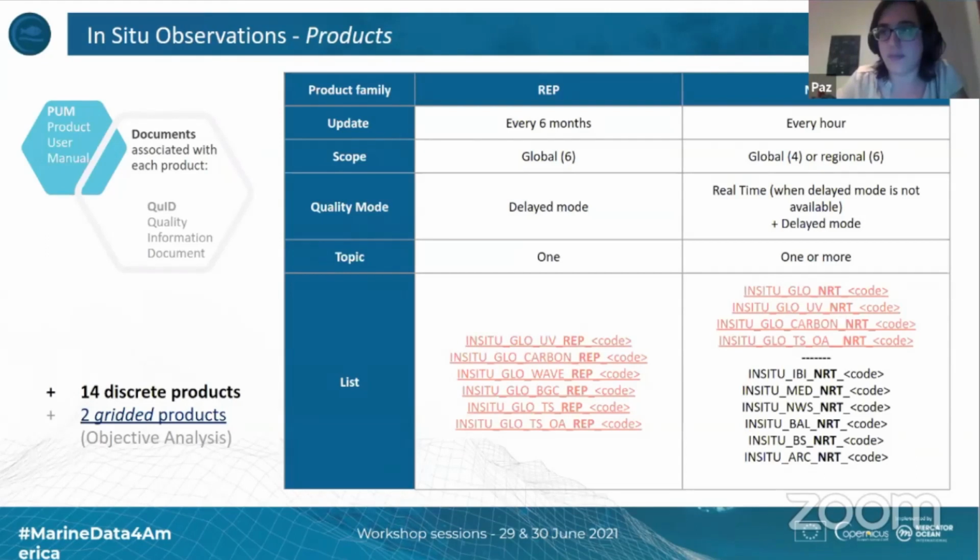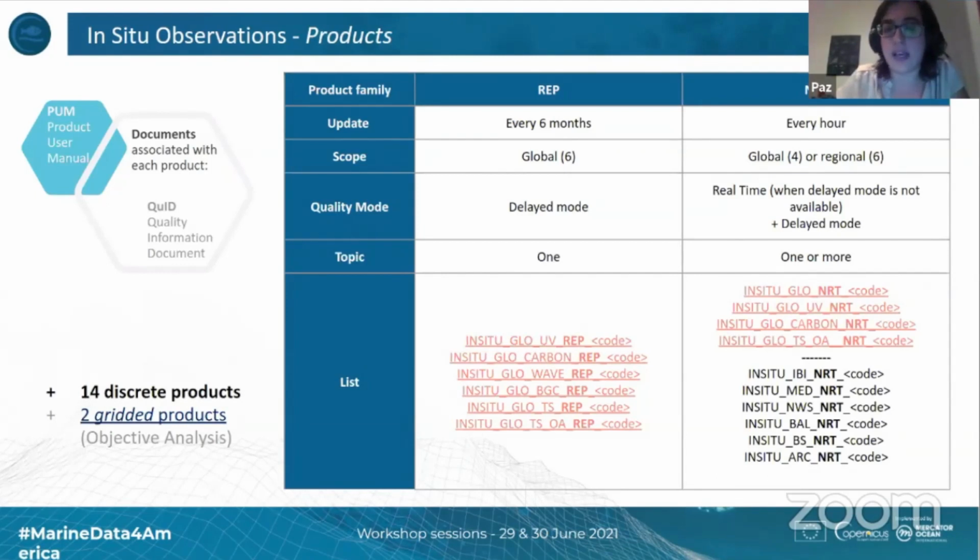The second one is the scope. The reprocessed products are only produced for the global scale. Nevertheless, for the near real-time products you will find the global scale, but also regional ones. Then regarding quality mode, the reprocessed products are all the result of a delayed mode quality control over the data, whereas the near real-time product is a mix of automatic quality controls and also delayed mode quality controls.